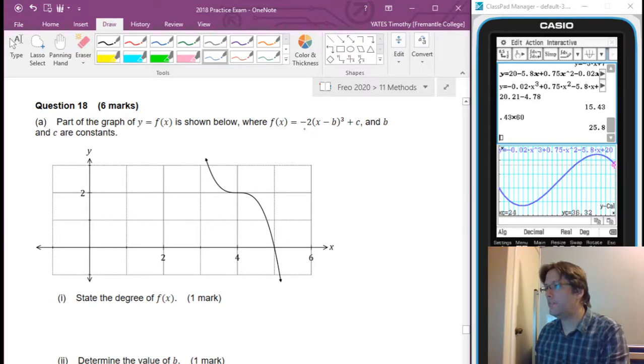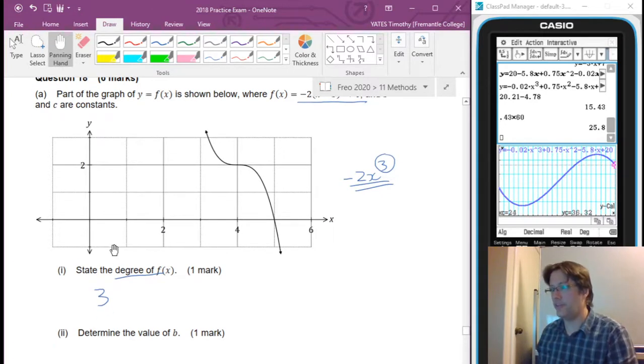So what have we got? We've got negative 2 brackets x minus b all cubed plus c. B and c are constants. Now, the degree of f of x is the power of our highest term. When we expand all this out, our highest term is going to be negative 2x to the power of 3. So the degree is 3, because that's based entirely on the power there. So the degree is 3.